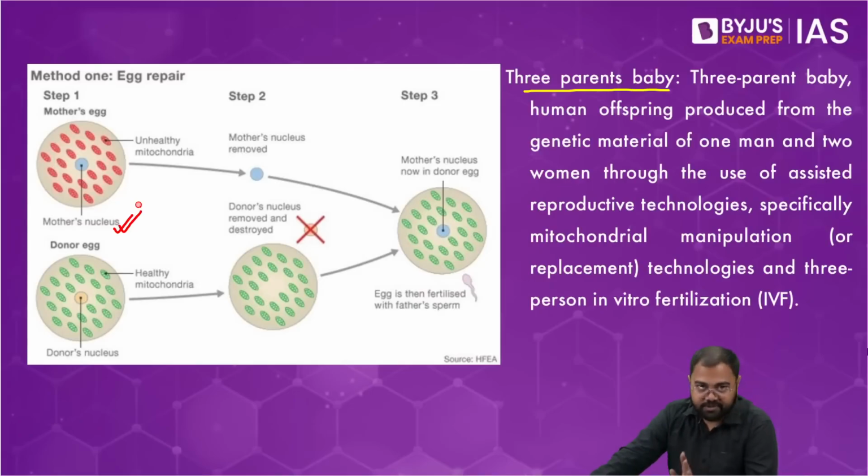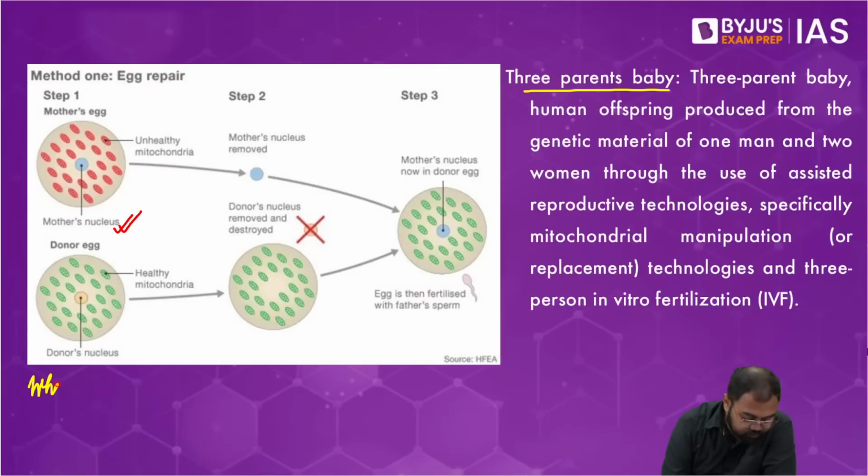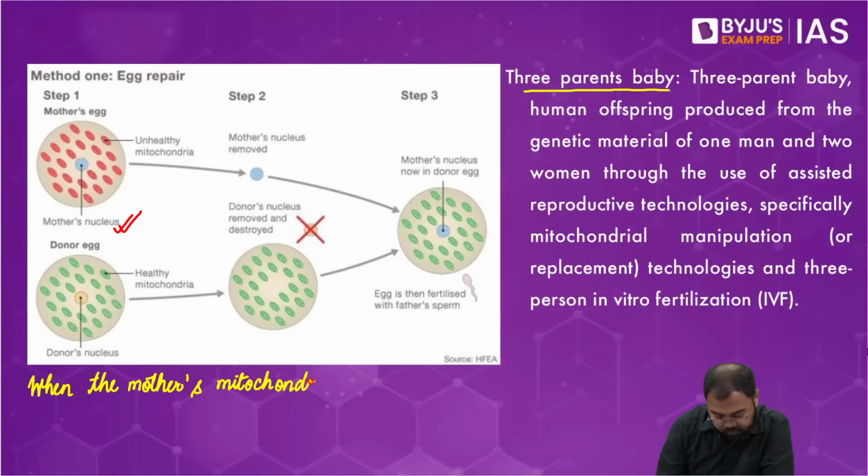Now, what is the process? So the answer to when do we use it? We use it when the mother's mitochondria are diseased.